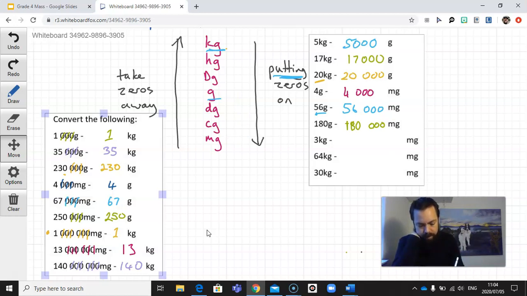Right, going from kilograms down to milligrams. 1, 2, 3, 4, 5, 6. So that's going to be 6 zeros I add on. So 3 kilograms is equal to 3 million milligrams.